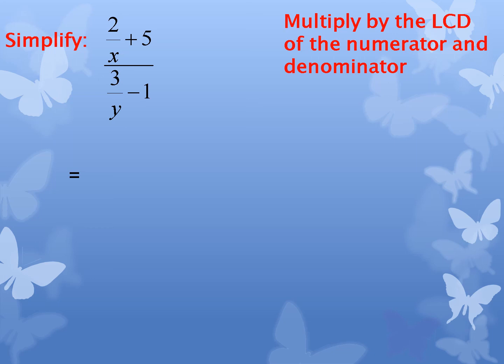So what we're going to do is we are going to say, okay, this denominator is x. This denominator, well, he's 1. This denominator is y.